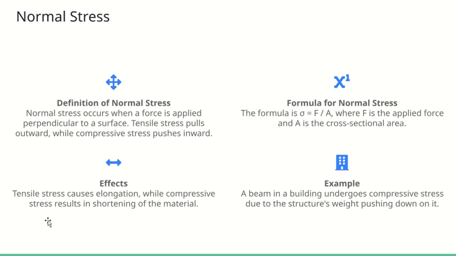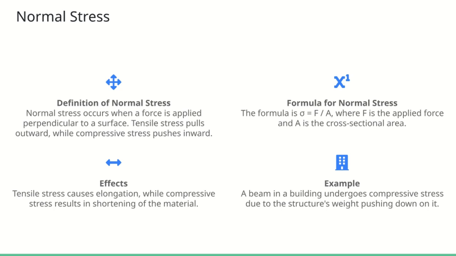Tensile stress is called elongation. That is when you use the universal testing machine. I'm sure every engineering school has this universal testing machine. They want to test the elongation, and this is called the tensile stress. The same machine can also test for compression. Compressive stress: a beam in a building undergoes compressive stress due to the structure's weight pushing down onto it.